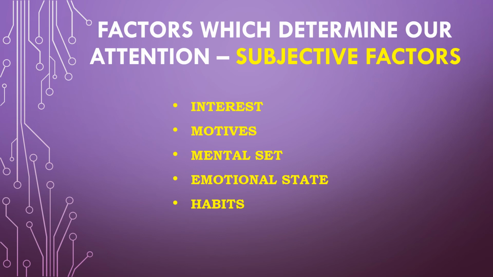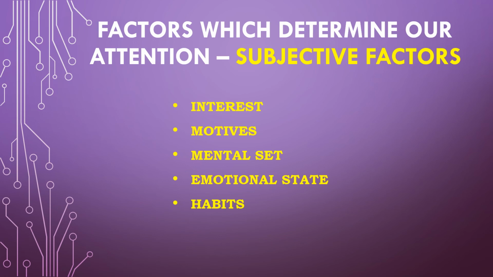Then emotional state. Attention is disturbed during an emotional state. It also affects our perception. For example, when a person is highly excited due to fear, he may not listen or understand what others say.